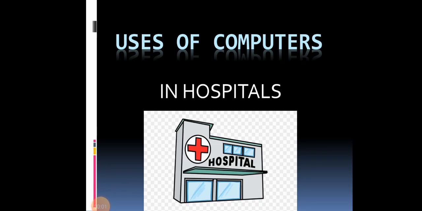Hello children. In the previous video, we learned how computers are useful in banks and at railway stations, airports and bus depots, right? In banks, we use computers to keep records of customers' accounts. Then we use ATMs to take out money from our account. Then we use computers at railway stations, airports and bus depots to book tickets, right? Today we'll see how computers are useful in hospitals and in shops and restaurants.